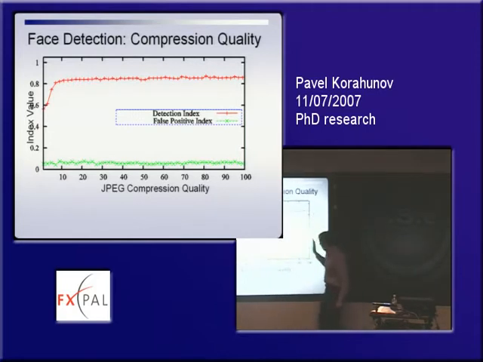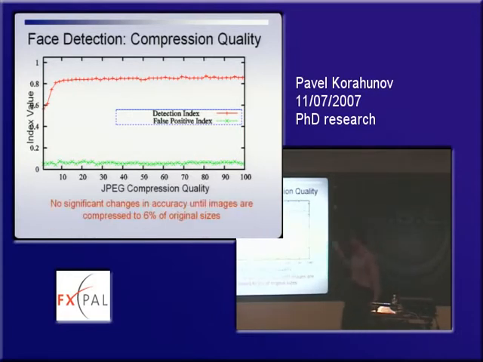You can see that as we reduce the compression quality more and more, the accuracy, the number of faces detected, stays the same until compression 11 or so. Then it starts to drop drastically. So this means we can potentially reduce video very much. Quality 11 amounts to around 6% of the original image size. So we can reduce the images to 6%, and the algorithm's accuracy still remains pretty good. It doesn't decrease much.